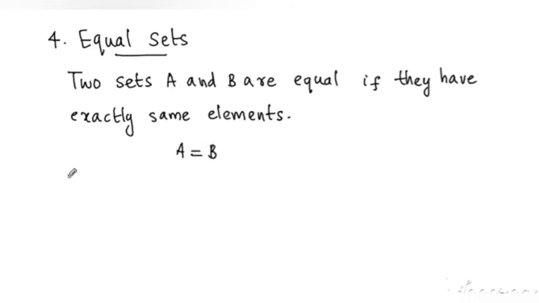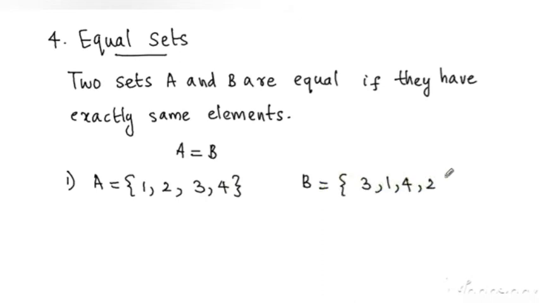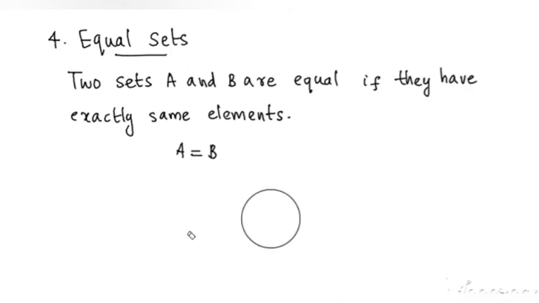Okay, so for that, consider the examples. Let's take A equal to the set {1, 2, 3, 4}, and B equal to {3, 1, 4, 2}. In these two cases, you can see they contain the same elements, but they are written in a different order. Anyway, in this case, A equals B.